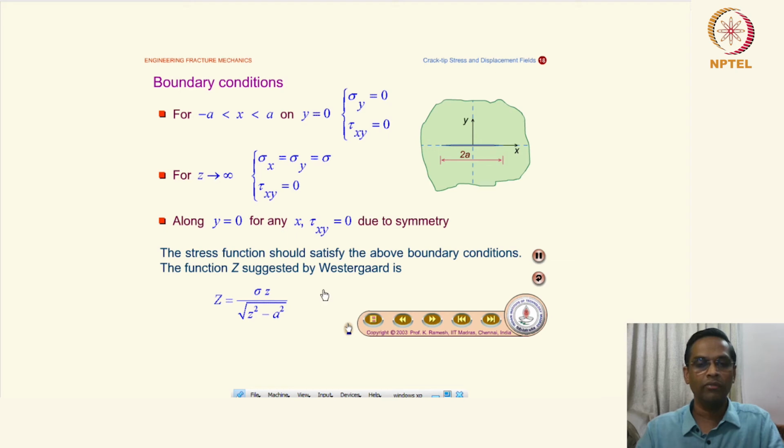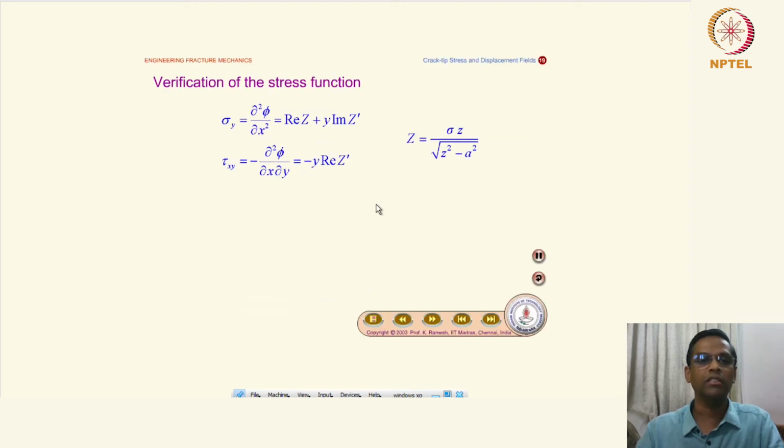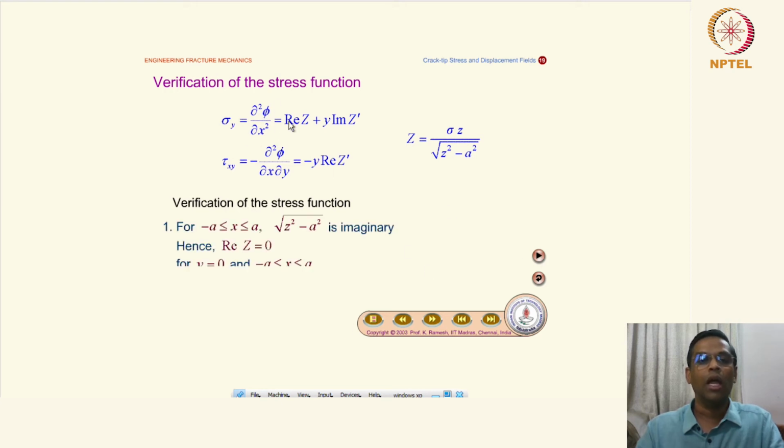So now we'll try to verify these boundary conditions. Sigma y is equal to dou square phi by dou x square, and this we have already seen, and tau xy is equal to minus dou square phi by dou x dou y, which is minus y times the real part of Z prime. So we will now take the stress function given by Westergaard and try to see whether the boundary conditions are met here. So what is the first boundary condition?